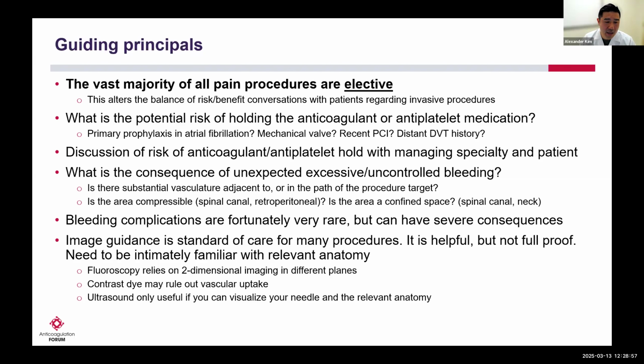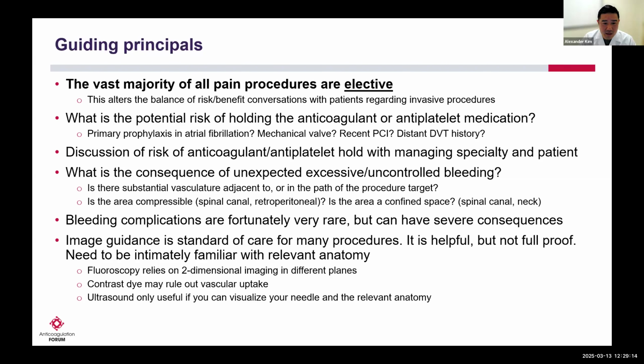And then, another important point is that these are not decisions that we make unilaterally. We want to discuss the risk and document the risk, and make sure we discuss it with the managing specialty, and certainly involve the patient in the decision-making process.